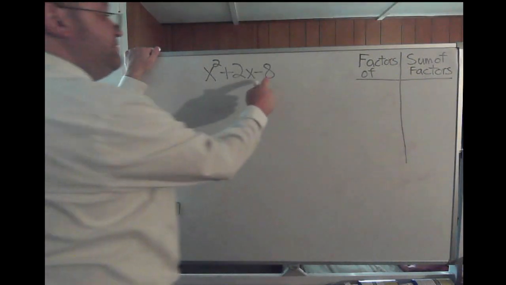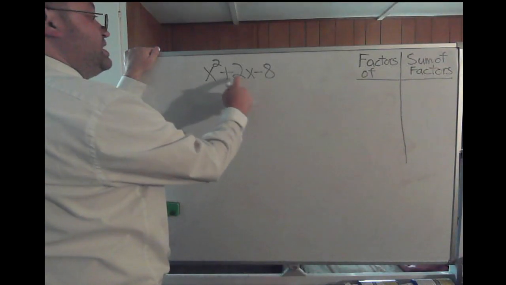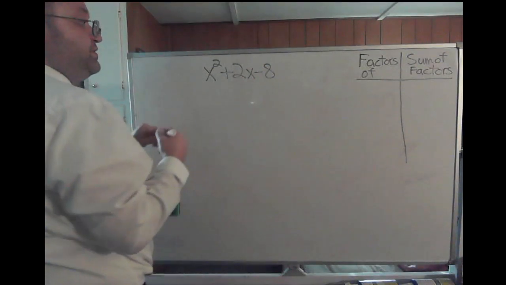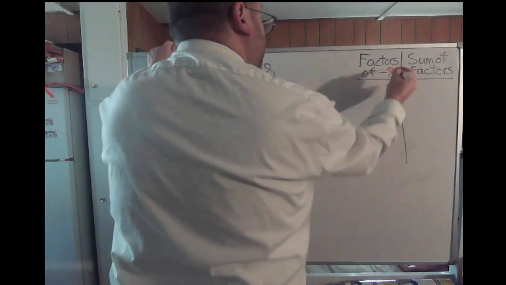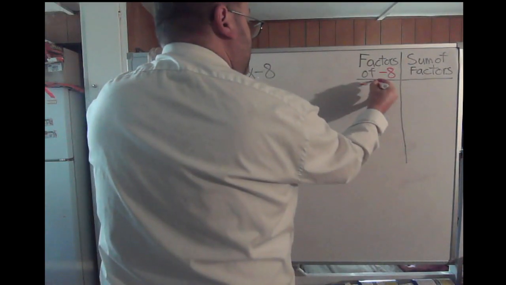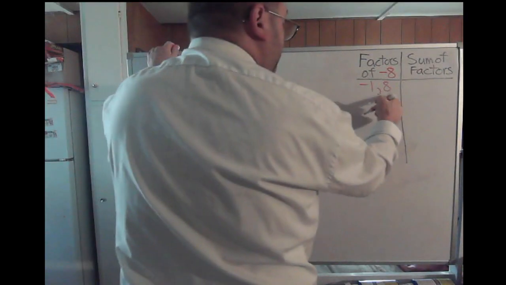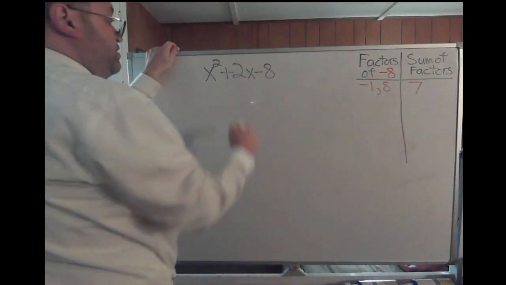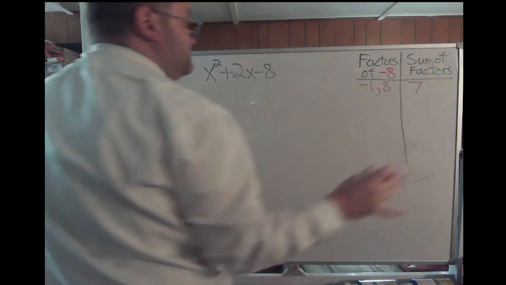Now we need to find factors of negative 8 that when added together will give you a coefficient of positive 2 on the x to the first term. So let's find some factors of negative 8. Well, we could start with negative 1 and positive 8. Added together, negative 1 and positive 8 give you 7. Well, the coefficient's supposed to be positive 2 on the x term, not 7, so that doesn't work.